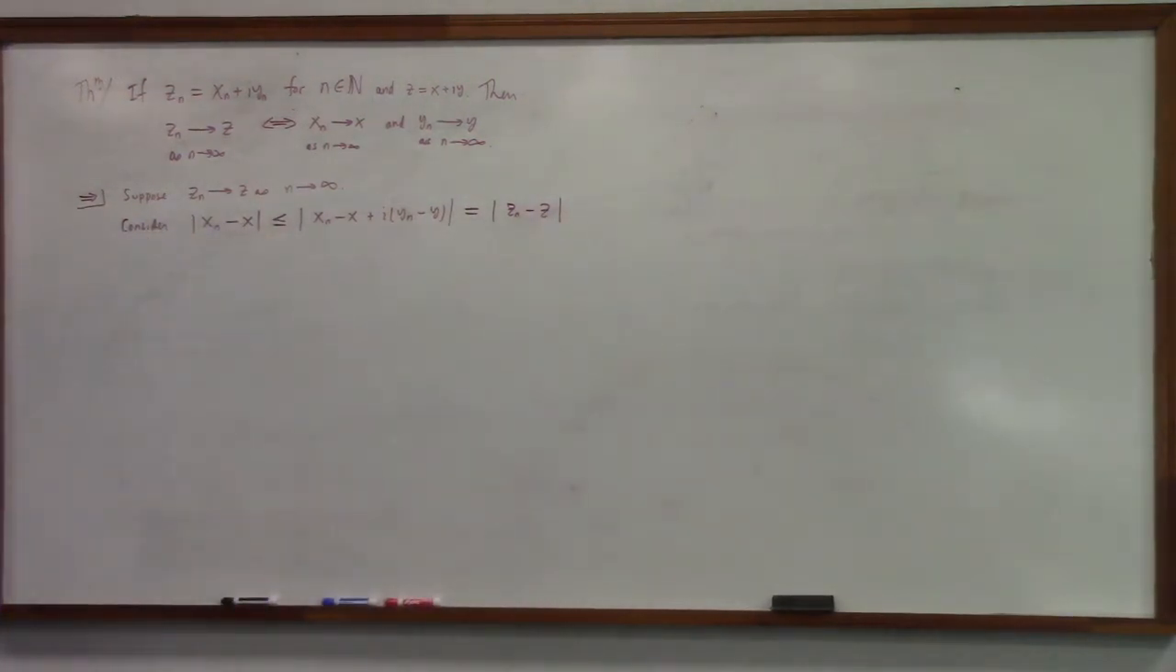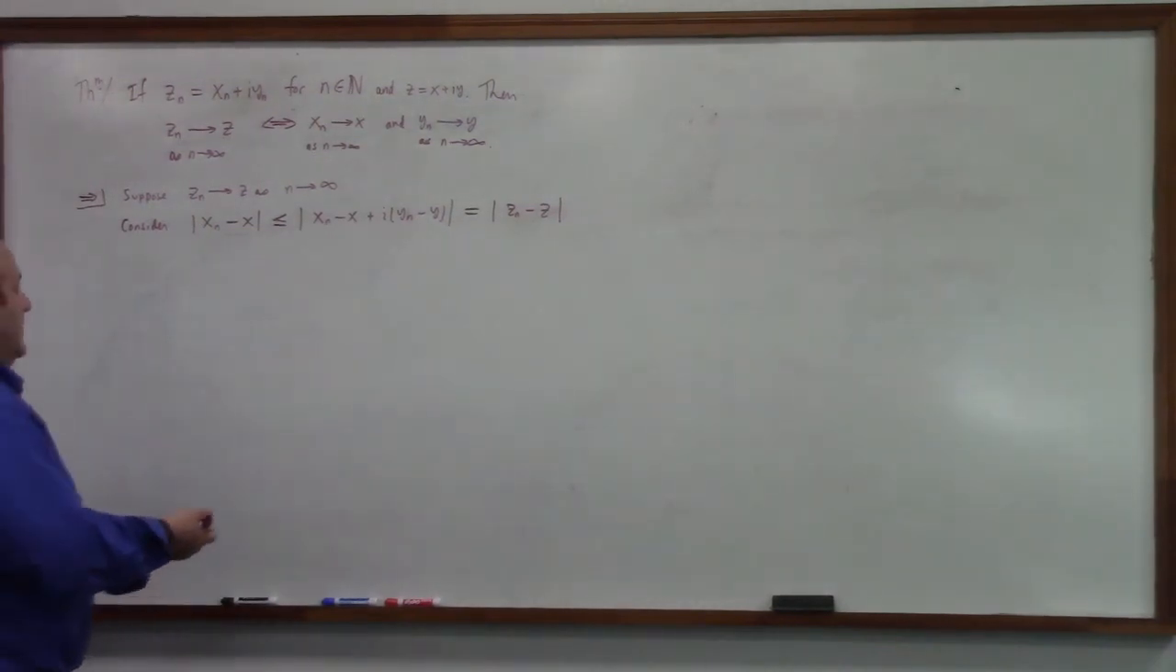And we know that the limit of zn is z, right? So we can make the modulus of zn minus z as small as we like by choosing n as far out as we want. So this inequality straightaway implies that xn goes to x, right?